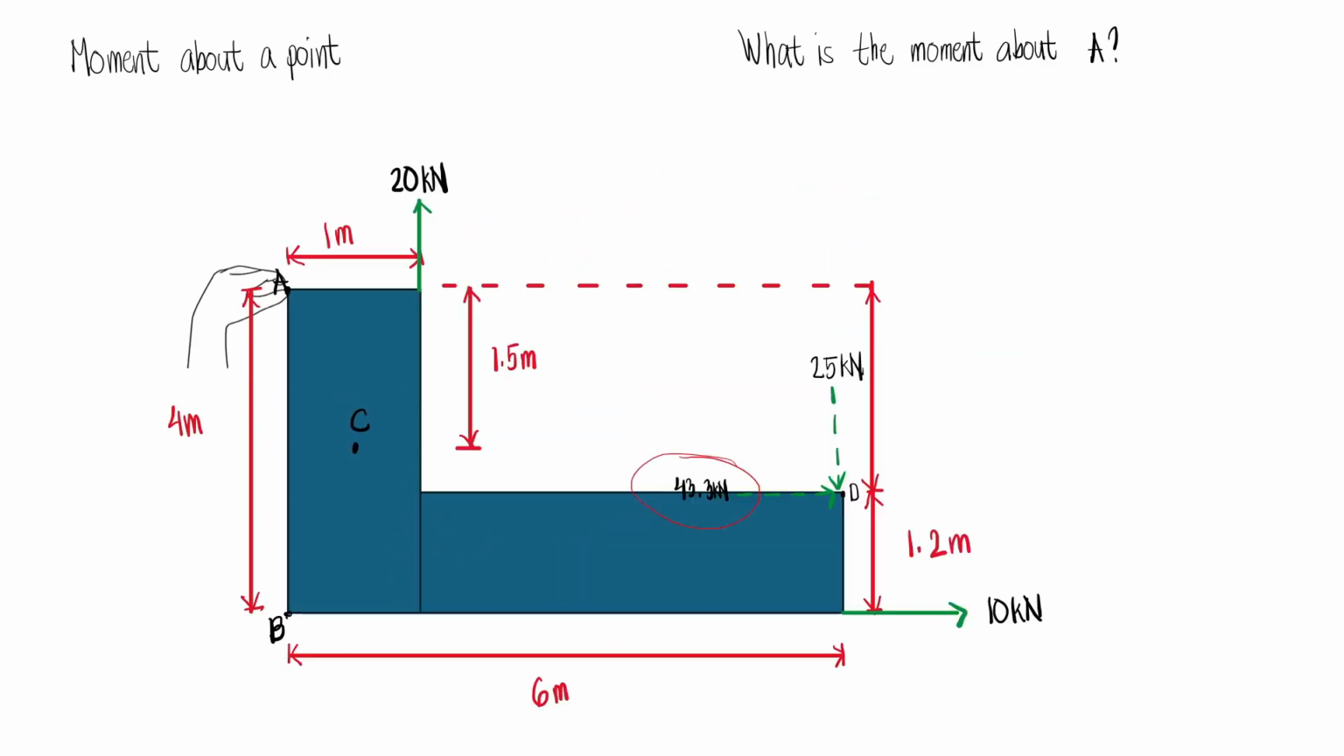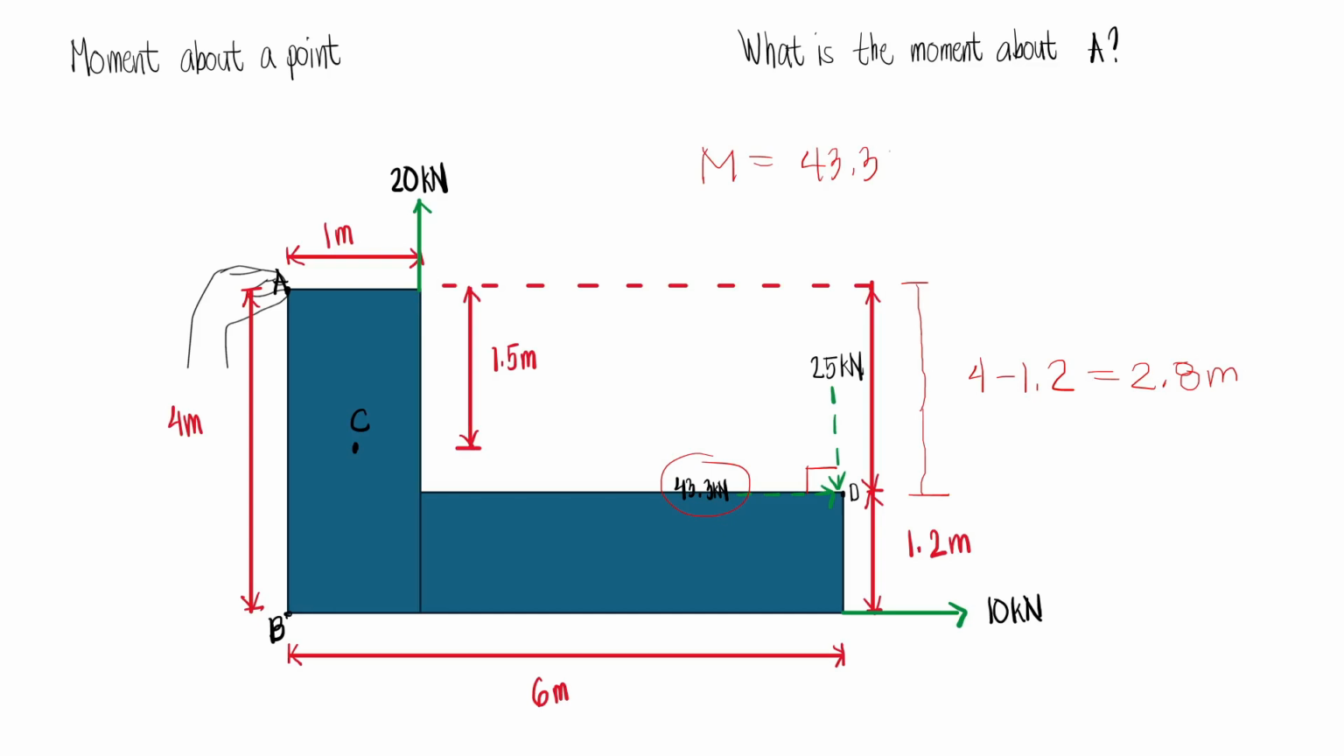And so the moment of this load will be 43.3 multiplied by the perpendicular distance. The perpendicular distance will be this distance, because our force forms a 90-degree angle with the vertical, and so we need this vertical distance. Now sir, what is this distance? That will be 4 minus 1.2, which gives us 2.8, and this is in meters.